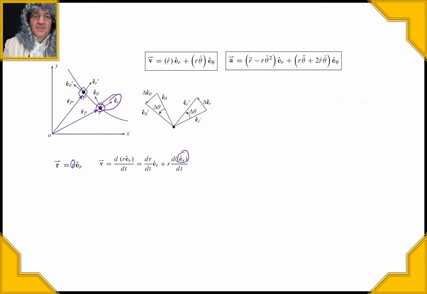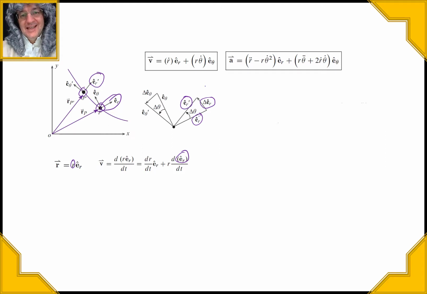That's so that my E theta is actually positive here. And if we take a look at the new ER prime at the new point, and compare that ER and that ER prime, we note that the difference, the delta, is going to be pointed in that way.